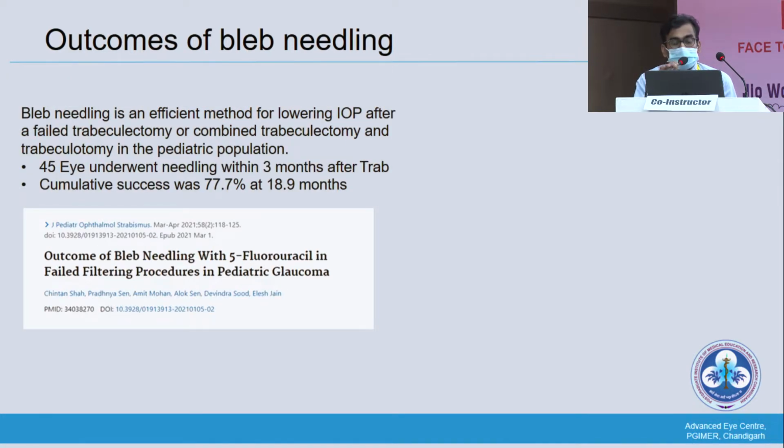There is another study done in children. They rescued the trab in around 77.7% of the cases at around 19 months follow-up. So they concluded that this is effective. The short-term and intermediate outcome in children is also promising.